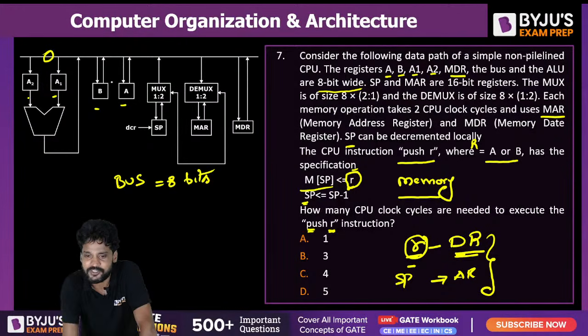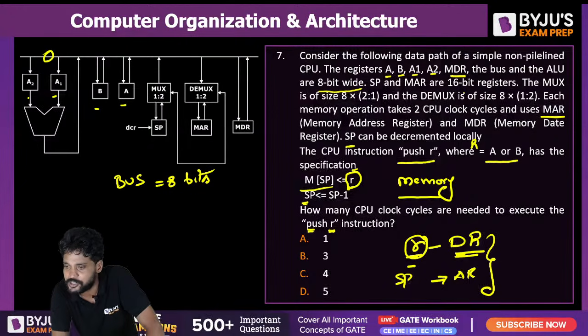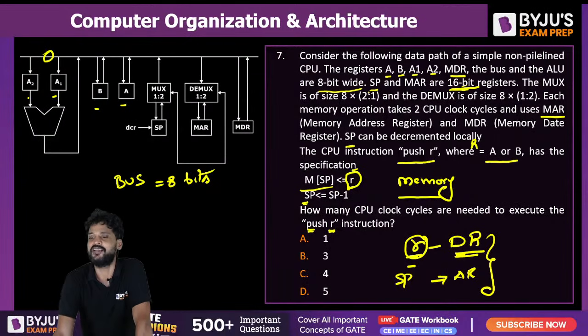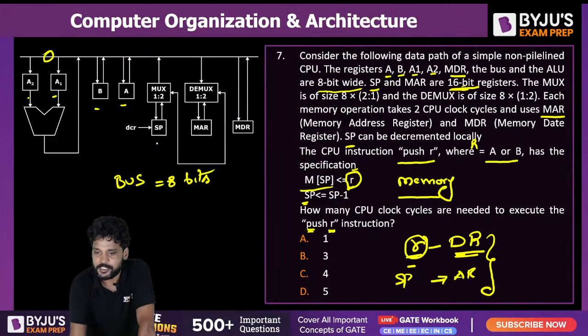Let us have a look at this bus system size. Have a look at this question. A, B, C, D and the bus and the ALU are 8 bit wide. SP and the MAR are 16 bit registers. Simple, very simple. In order to solve this, we don't need to turn the world upside down. There are only 2 registers which are 16 bits. One is SP, which is 16 bits. MAR also is 16 bits.